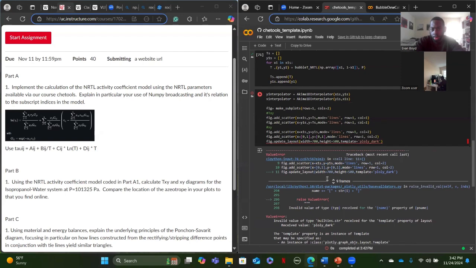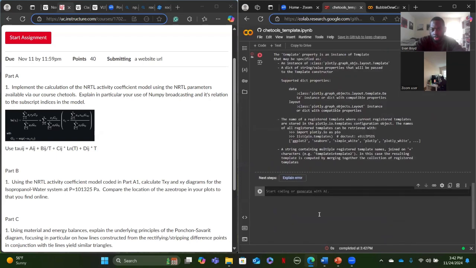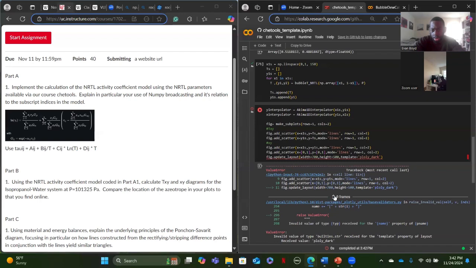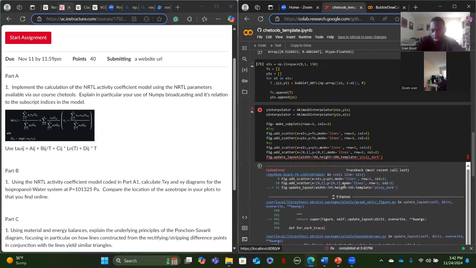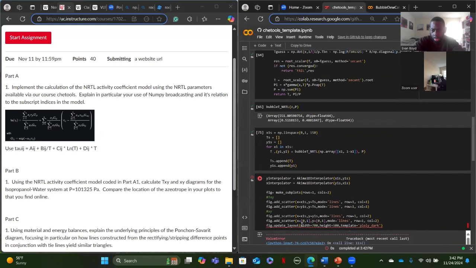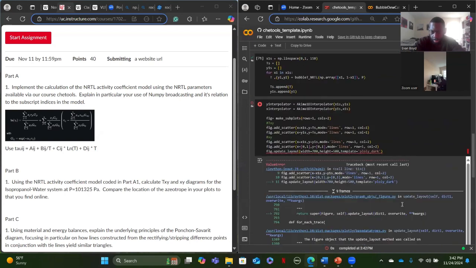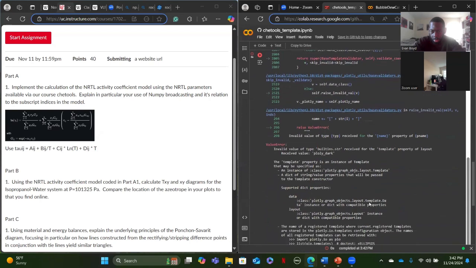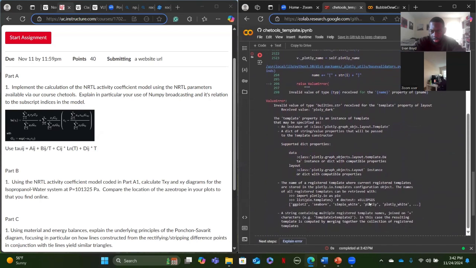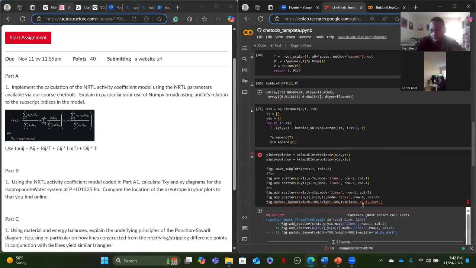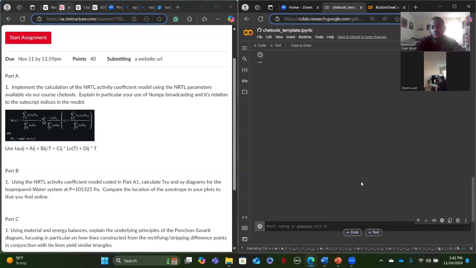What did I do? What did I do? With height, template, polydark. Huh? What's the problem? I think it's plotly one. I was like, what? Plotly. There we go. All right.